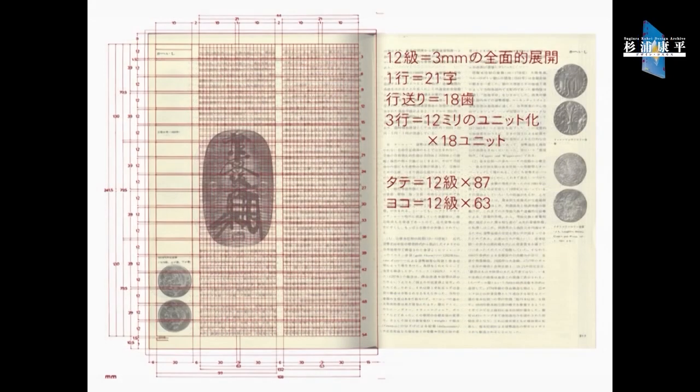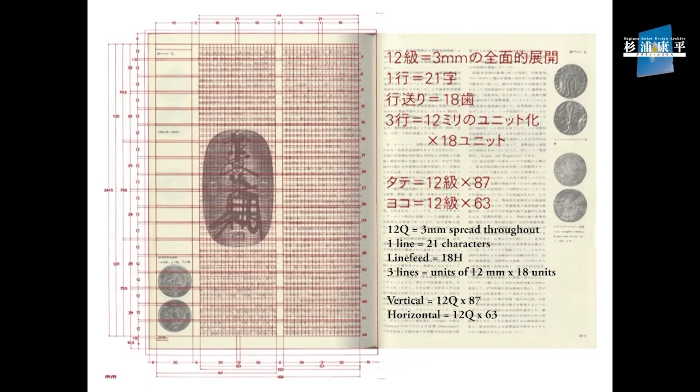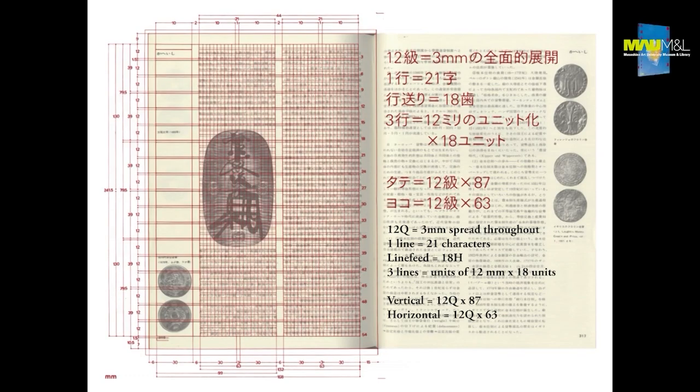The Encyclopedia of Social Sciences is a large-scale encyclopedia published on a social enterprise scale. If you give this a grid, you can see that the dimensions of 3 Q and 3 mm are spread throughout. Each line is 21 characters long, line feed is 18H, 3 lines are taken as a unit, and from top to bottom it is 12 mm.